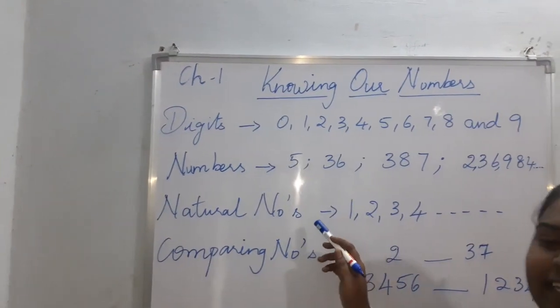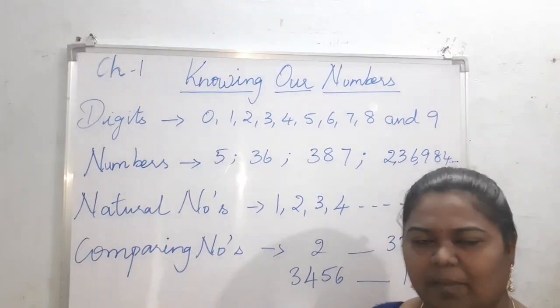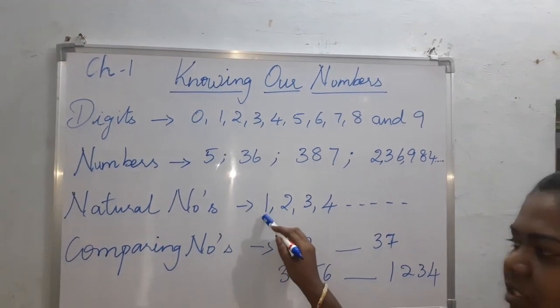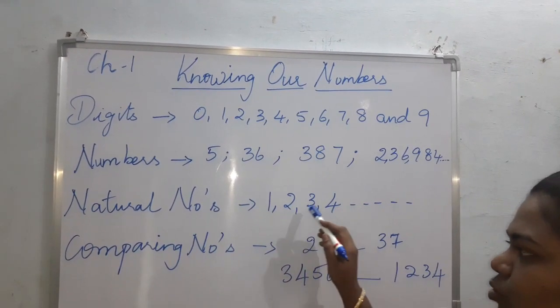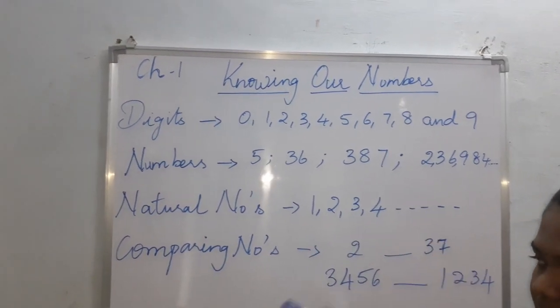Now next comes the set of numbers, that is natural numbers. We have different sets, whole numbers, integers, there are many. But now for this we will just know about natural numbers, that is they start from 1. So 1, 2, 3, 4 and so on till infinity. This you all know, I think.